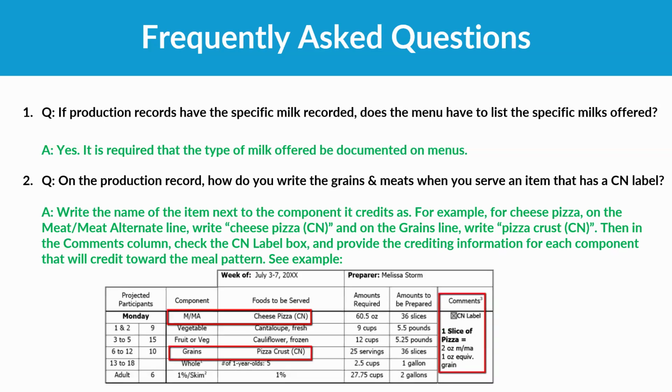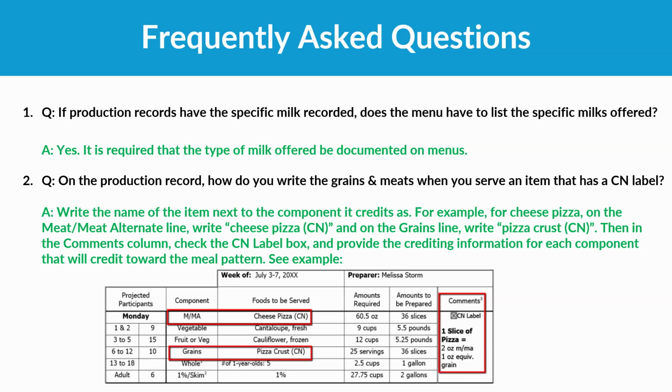So I do have an example here listed. So going with the cheese pizza example, you would put cheese pizza under meat alternate. You would write CN in parentheses. For the grains component, pizza crust, CN in parentheses. And then in order to flag that this product, the pizza, has a CN label associated with it, you can check it off in the comment section of the production record.